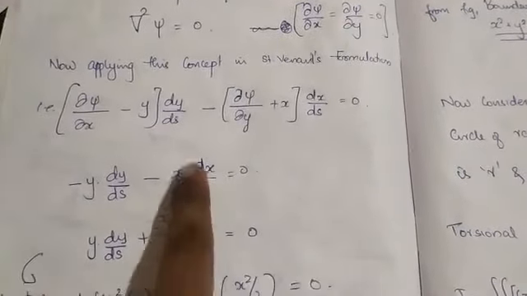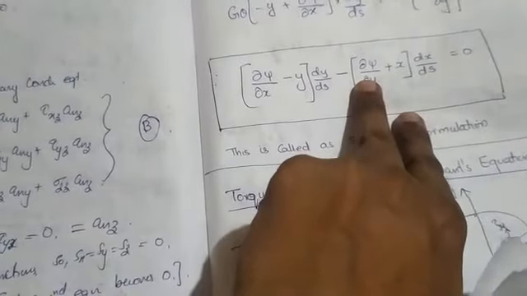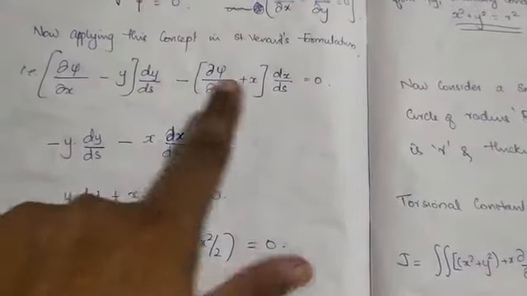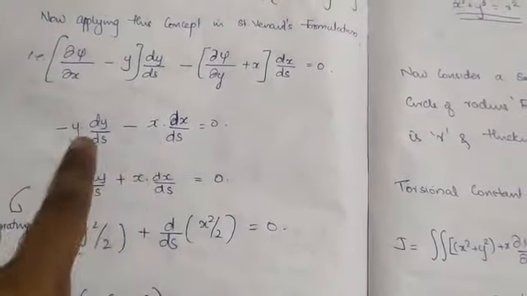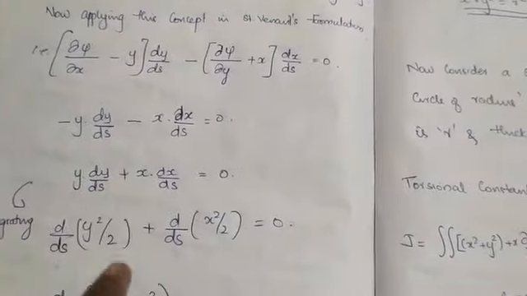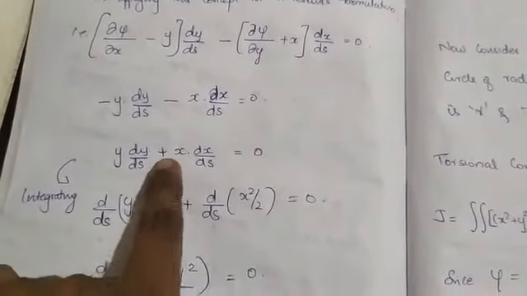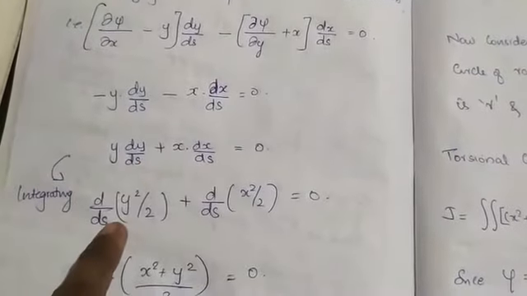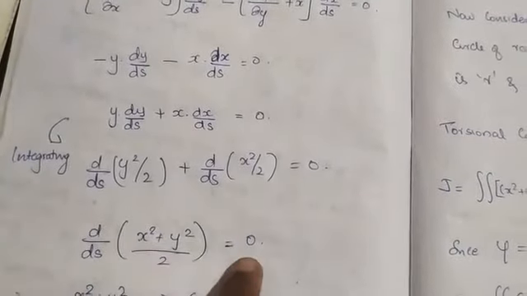So now applying this in Saint-Venant's equation, d psi by dx and d psi by dy become 0. Then this equation reduces to minus y into dy by ds minus x into dx by ds. I'll take minus 1 out. Now integrate this with respect to dy here and dx here, so it becomes d by ds of y square by 2 plus d by ds of x square by 2. That means d by ds of (x square plus y square) by 2 is equal to 0.